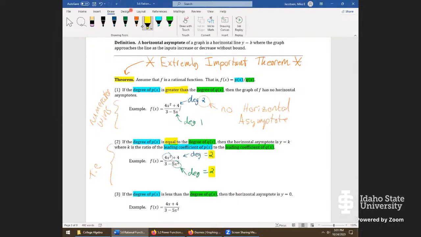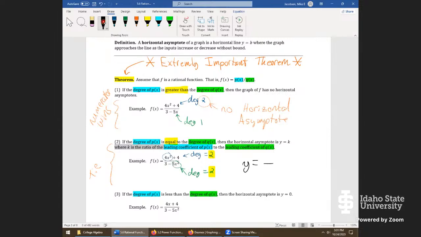Let's take a look at the notes. It says the horizontal asymptote is y equals k, where k is the ratio of the leading coefficient of P of X to the leading coefficient of Q of X. That's not my favorite way to verbalize that. Here's how I would actually write this down based off that sentence. Let me try again. We're going to need a pen.